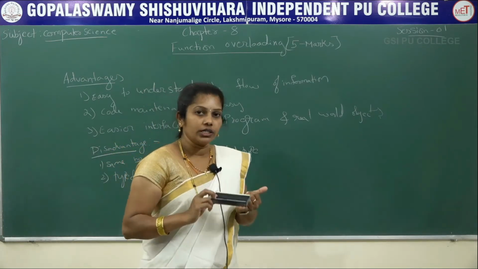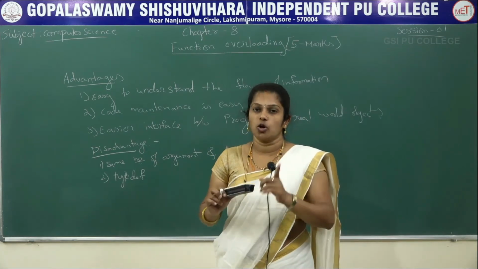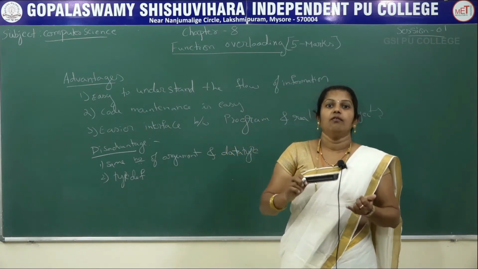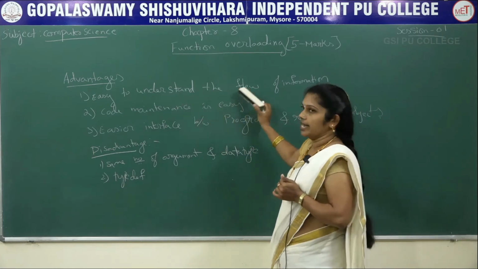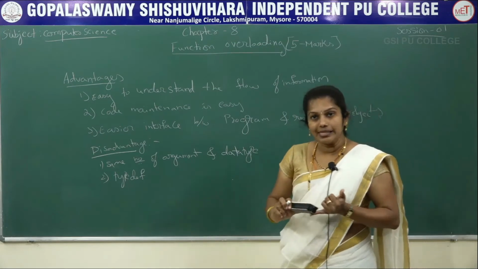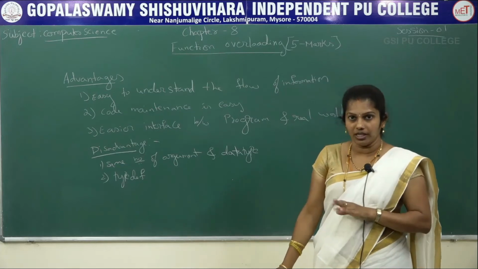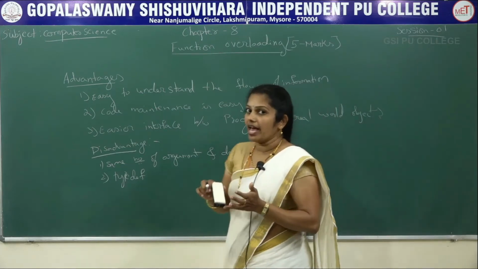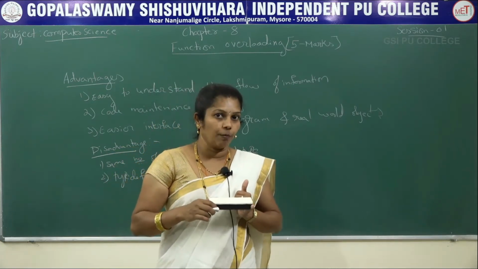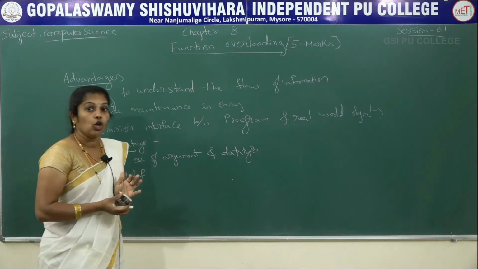5 marks question: what is function overloading? Write the advantages and disadvantages. Function overloading means 2 or more function names are the same but different in number of arguments or data type. When we come to advantages, easy to understand the flow of information and helps to debug also. Code maintenance is easy, easier interface between program and real world object. These are the advantages. When I come to disadvantages, if you have the same number of arguments with the same data type, then it will not work properly. In the function, if I use a type definer, then also it will not work.